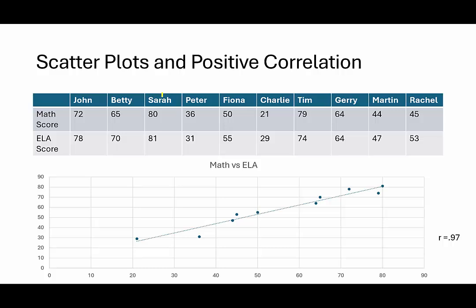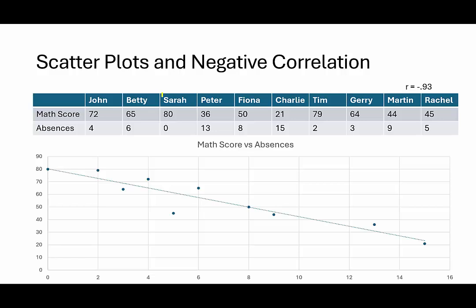So this scatter plot is math versus ELA scores, and I do believe math is the X and ELA is the Y. So as math goes up, ELA goes up, and there's a positive correlation with an R value of 0.97, so it is a strong positive correlation. I'll show you how to get these beautiful scatter plots in Excel at the end of this video. A negative correlation, this is a strong negative correlation at -0.93.